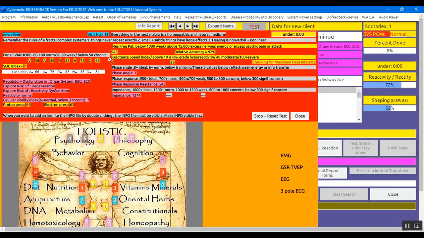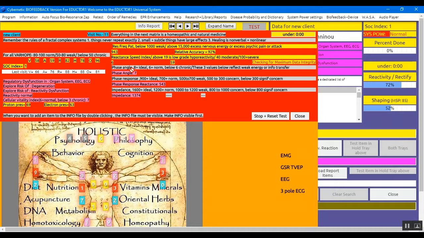Reactant speed. This represents the speed at which the body responds to pathogenic trivector signatures. It may show us that maybe a person is coming down with something if it's a high number. In general, below 15 is ideal, below 40 is normal, and above 100 is quite stressed, and they are coming down with something.